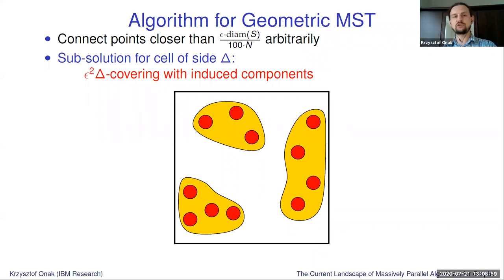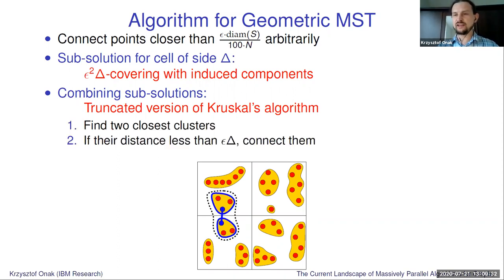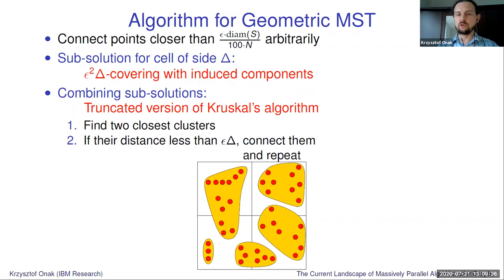So for every subcell, you want to compute some good covering of all the points that are within this subcell, and also some induced components on those points. And then the recursive step is relatively simple. It follows more or less what happens in Kruskal's algorithm. You take a number of cells together, then you search for the two closest clusters, you connect them, turn them into a single cluster, and you keep going until the distance between the two closest clusters becomes large. At this point you stop, there is some threshold, otherwise those local connections that you made inside the cell could lead to a suboptimal solution overall. So you want to avoid that.